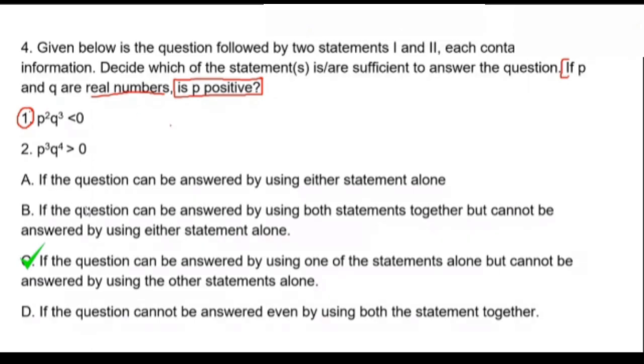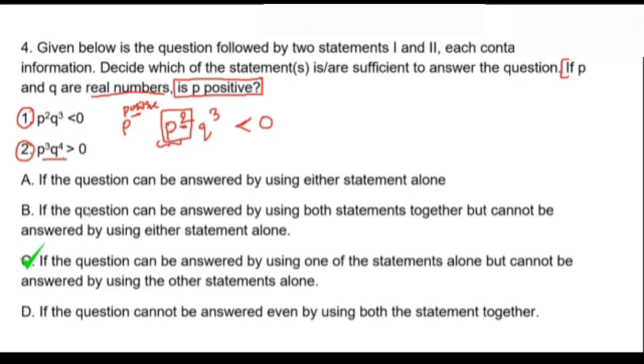First, we'll see here P square into P cube must be less than 0. Everybody observe it. Whatever value you place here, whether negative or positive, it's always positive because you have a square here. That definitely tells you P is going to be positive. If the product needs to be less than 0, that tells you Q must be negative. Yes, P is positive because we have the power 2. Now we can give the answer.